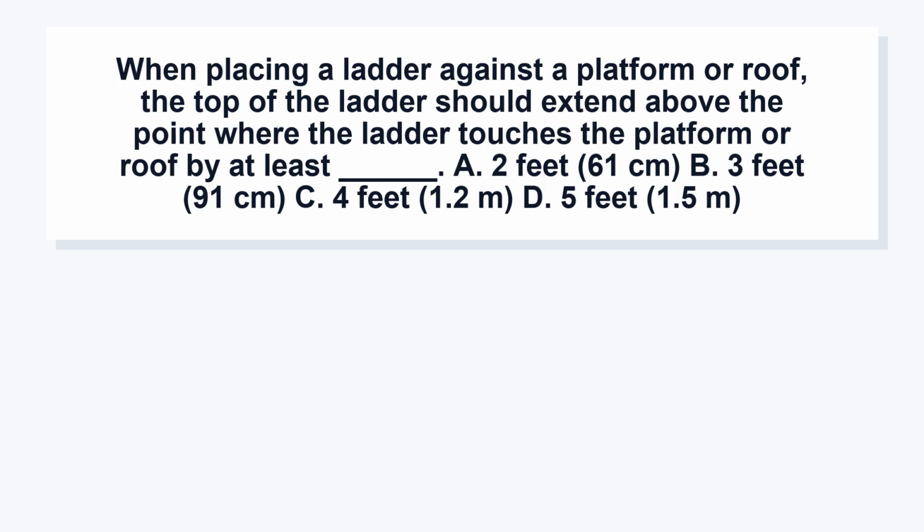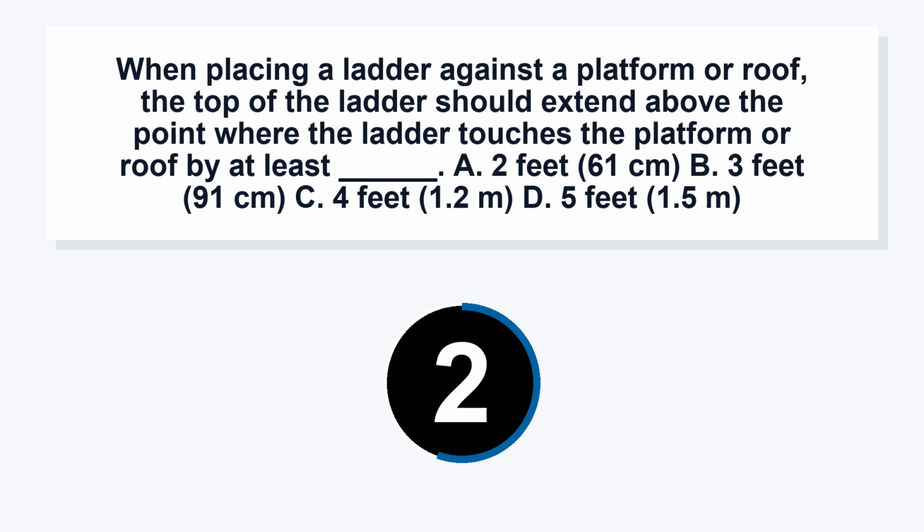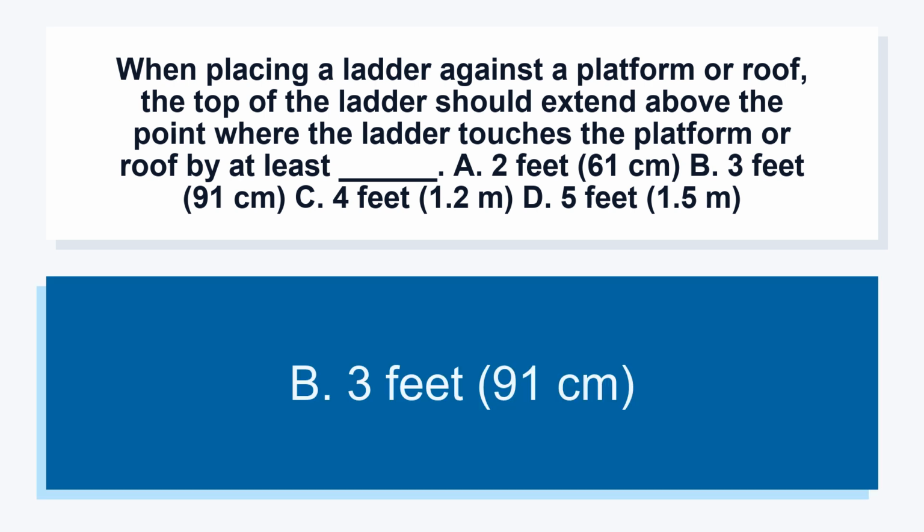When placing a ladder against a platform or roof, the top of the ladder should extend above the point where the ladder touches the platform or roof by at least: A. 2 feet, 61 centimeters. B. 3 feet, 91 centimeters. C. 4 feet, 1.2 meters. D. 5 feet, 1.5 meters. B. 3 feet, 91 centimeters.